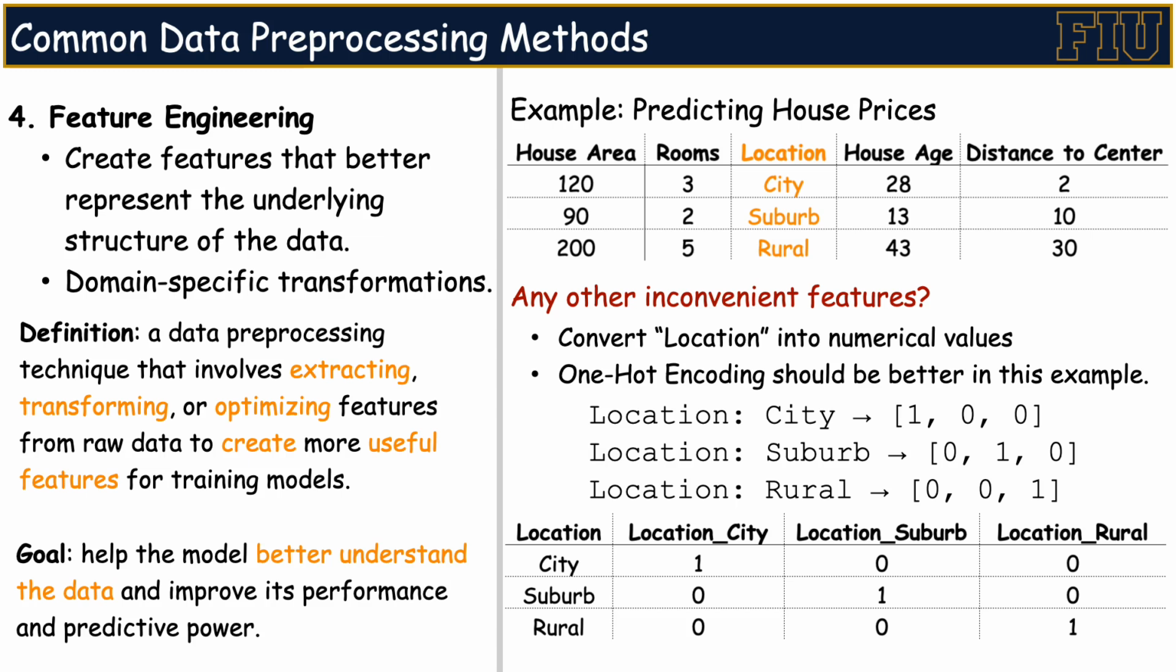Remember, if a categorical feature has too many categories, one-hot encoding is not recommended, as it can cause the dataset size to grow exponentially, making it difficult to manage and process.